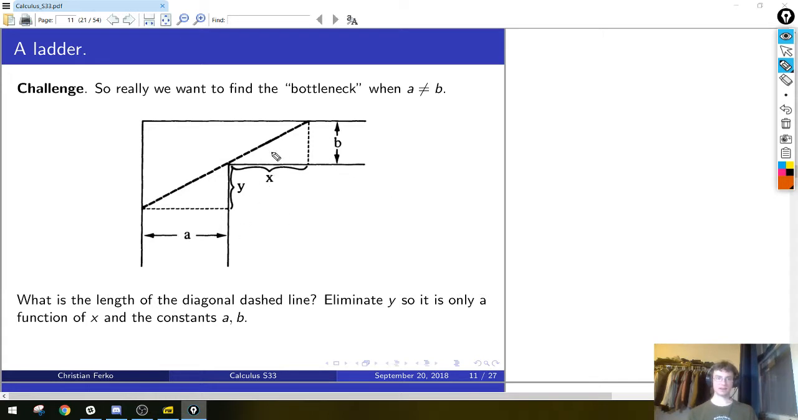So the first thing I'll ask you is that if we're finding the length of the dashed line, which I realized was a poor thing to say because there are at least 3 dashed lines on this figure, but I mean the dashed in bold, right? The entire length of the ladder. What is the length of this diagonal dashed line first in terms of x, y, a, and b, and then we'll eliminate y afterwards? But first, that length.